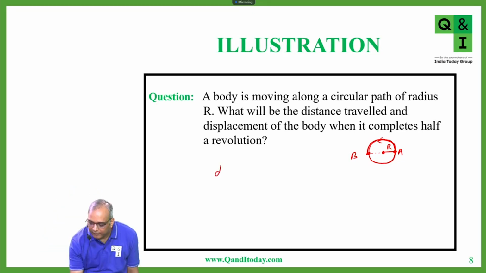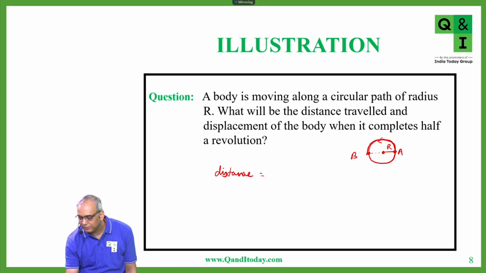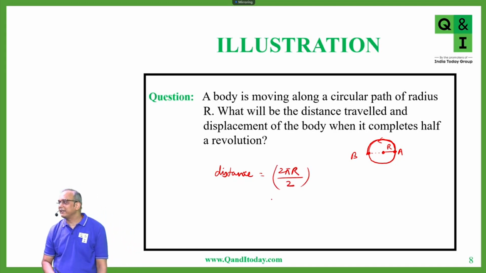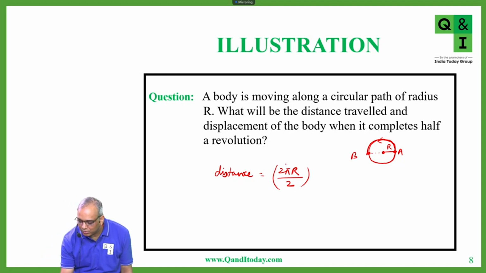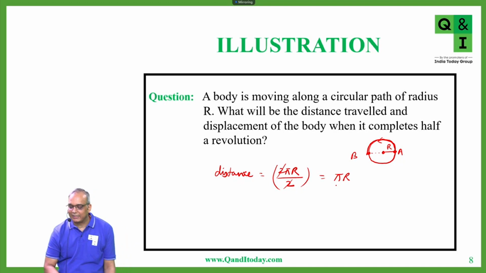Now, distance will be equal to 2 pi r divided by 2, because 2 pi r is the complete circumference. 2 pi r divided by 2. So 2 gets cancelled. Distance is equal to pi r.